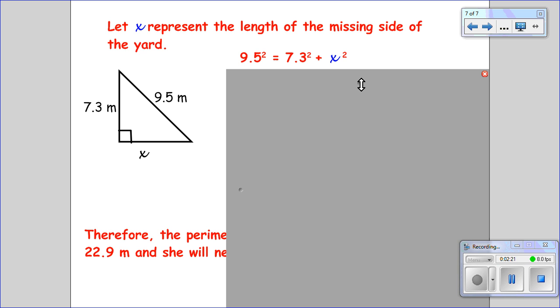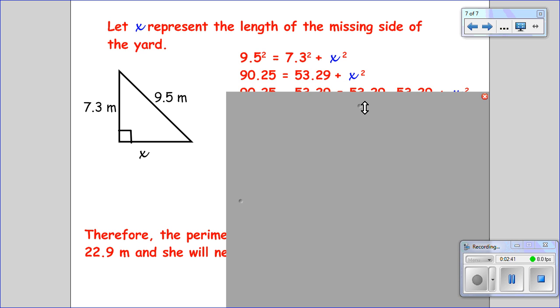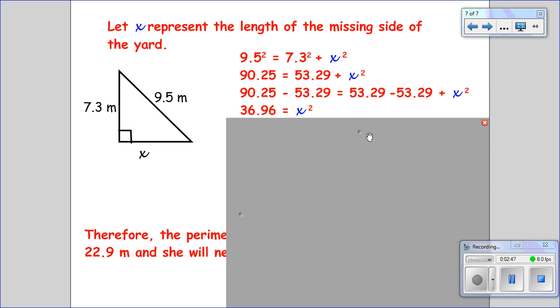And we're going to evaluate both powers. In order to isolate for x squared, we have to move the 53.29. To make that turn into 0, because all I want left on the right is x squared, I have to subtract 53.29 from both sides of the equation. Remember, it's like a balance scale that we're trying to keep balanced. And then we end up with 36.96 equals x squared.